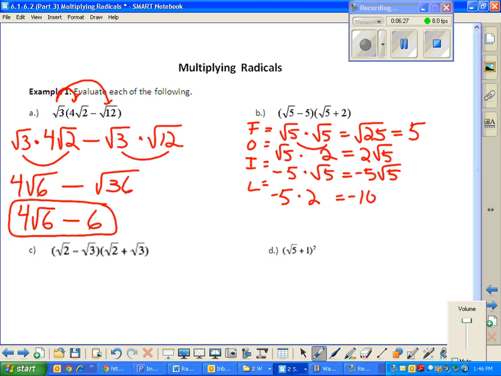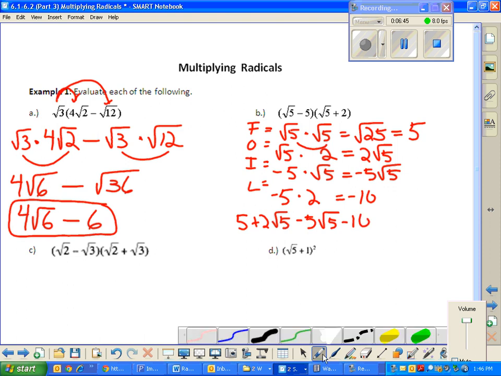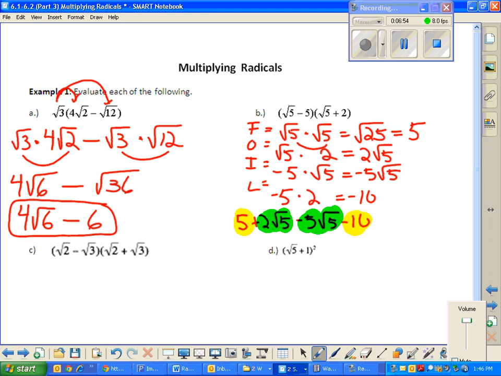That's negative 10. Remember, when you FOIL, the last step is to do F plus O plus I plus L. So we do 5 plus 2 root 5 minus 5 root 5 minus 10. And then I combine my like terms. I'm going to put my constants together, and then my radical expressions together. I guess they're all constants. Say integers is a better word, huh? So 5 and negative 10 is negative 5, and 2 root 5 minus 5 root 5 is minus 3 root 5.